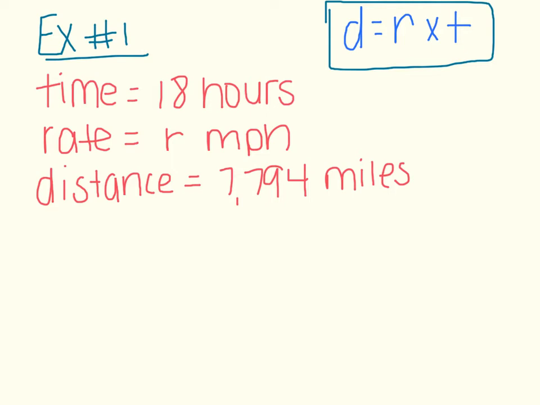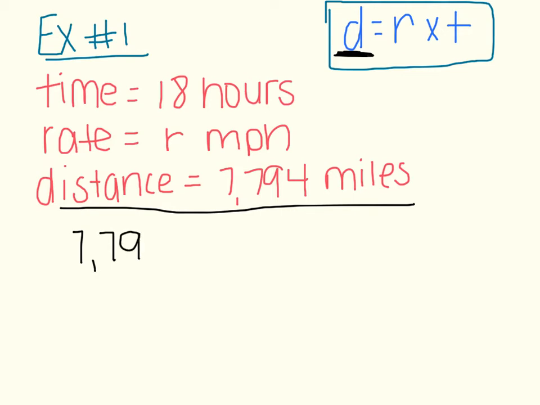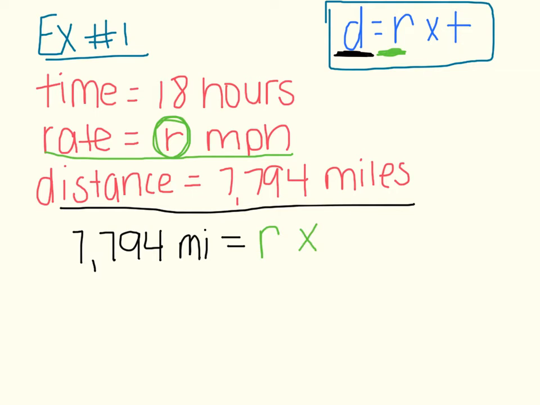So, using this formula, we're going to start with the D, which in this case, the distance is 7,794 miles, equals the rate, which we don't know, so they're using a variable. They're using R, times T, and the time is 18 hours.